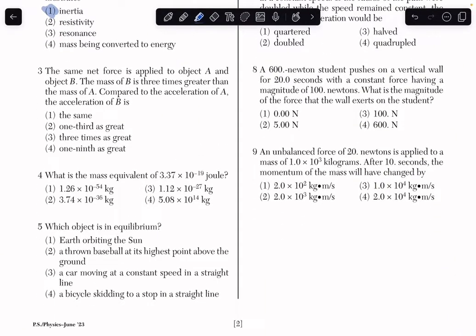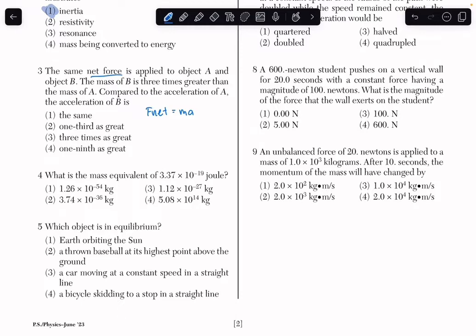Number 3, the same net force is applied to object A and object B. The mass of B is 3 times greater than the mass of A. Compared to the acceleration of A, the acceleration of B is... So, net force. Our first thought here is F net equals ma. Just check your reference table. The equation's right there. We could just do substitution to figure this out.